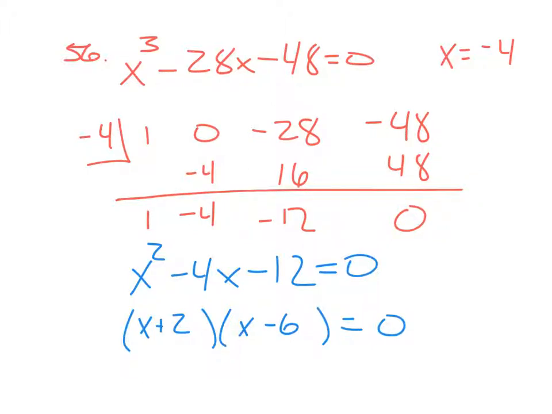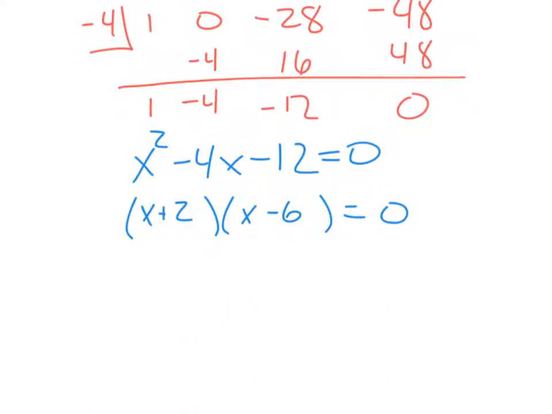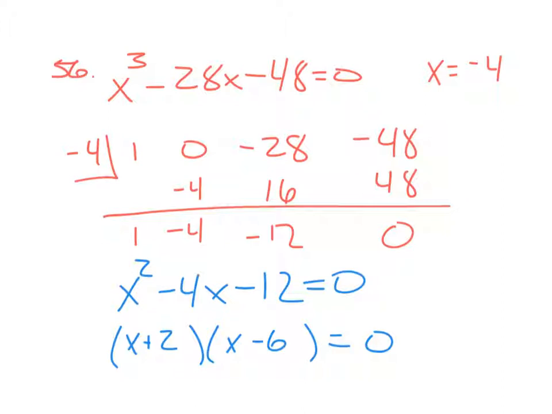I thought we just did synthetic division. We did, right here, right? That means the other ones are 2 and 6. X equals -2, and then X equals 6.